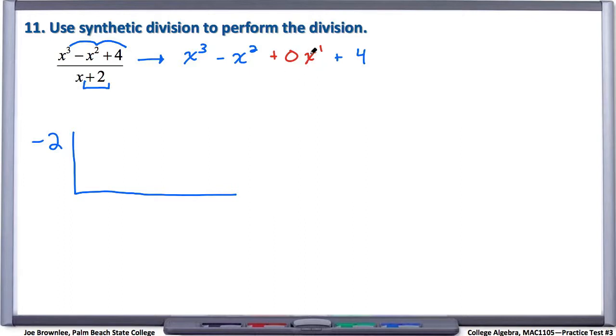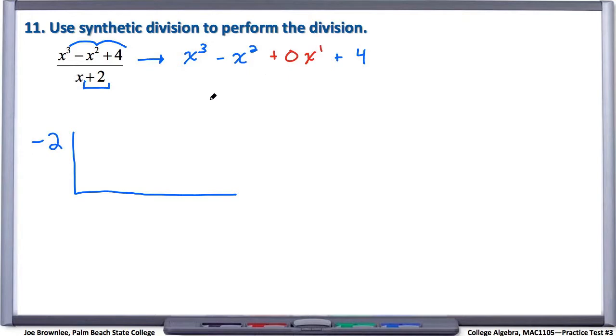We were missing this x to the first term in our original dividend, so we had to fill it in before we can start performing the synthetic division. Now we can see we're in descending order of powers, and we go from 3 to 2 to 1 to none, and now we're ready to go.